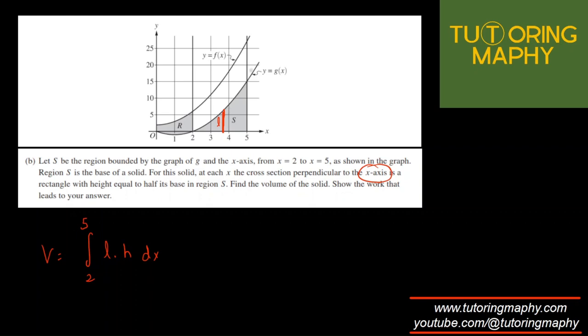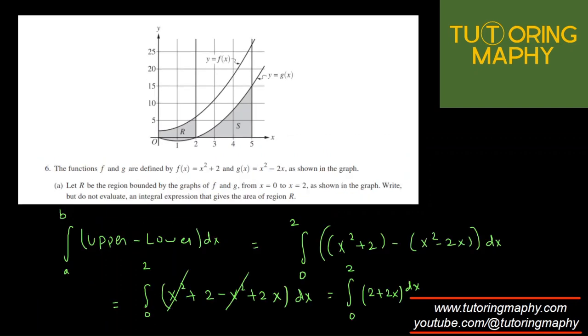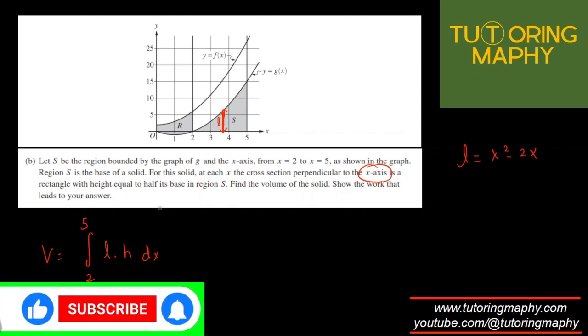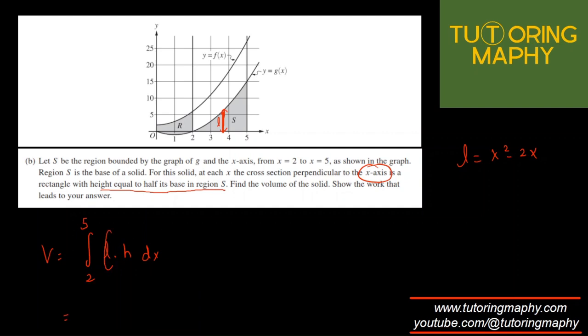Now we know that this L is nothing but the height of the function, right? This is the height of the function because, I mean, it's pretty much intuitive. So g, what is g, by the way? We know g, right? It's x squared minus 2x. So I know that L is x squared minus 2x. And it's already given that the height is equal to half its base. And the base is nothing but the L, right? That is the base. So can I say that h is L over 2? Because that's what they are saying, right? A rectangle with height equal to half its base, dx, and the integration is from 2 to 5.